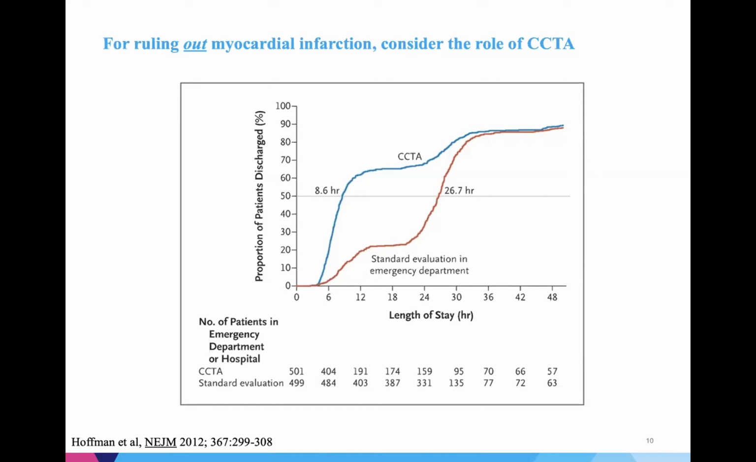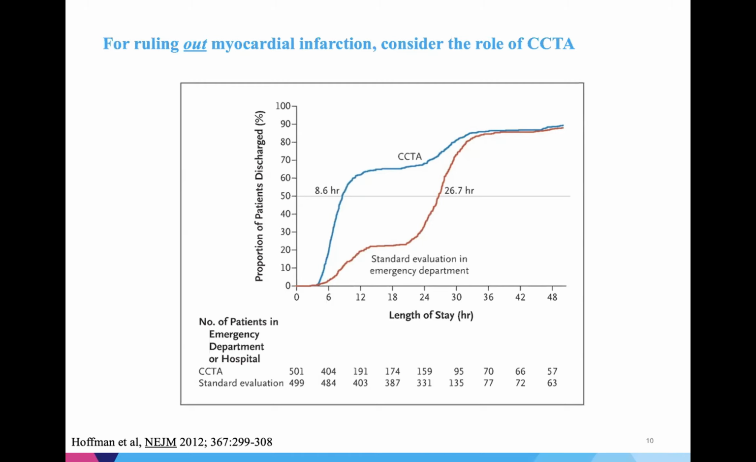In a study called ROMICAT, ROMICAT 2 specifically, the question was, if you use coronary CTA as part of your routine strategy for troponin-negative chest pain patients, as opposed to routine care that maybe involves stress testing or otherwise, what impact does this have on the amount of time you're spending in the emergency department? Interestingly, you end up spending a lot less time waiting for decisions if you move early to a CTA in these patients.